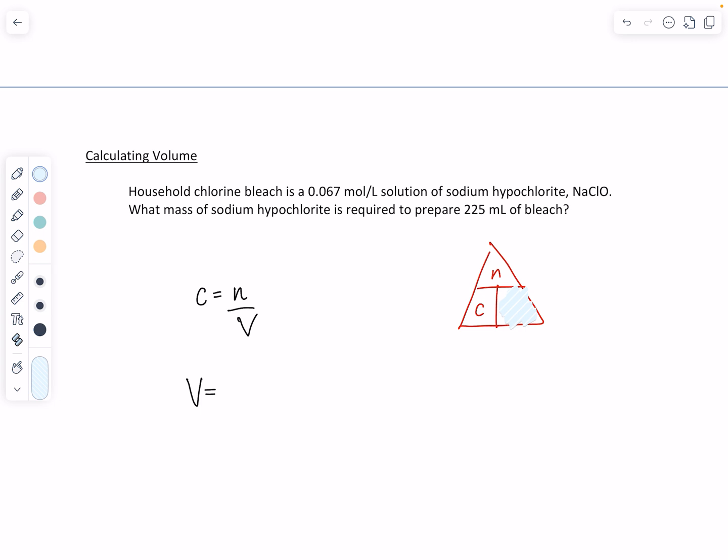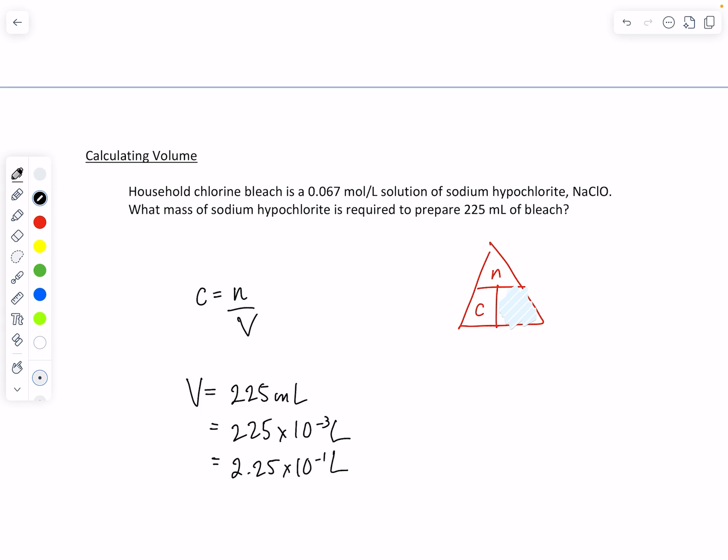The volume in this question is 225 milliliters. That is 225 times 10 to the power of negative 3 liters, or 2.25 times 10 to the power of negative 1 liters in proper scientific notation.